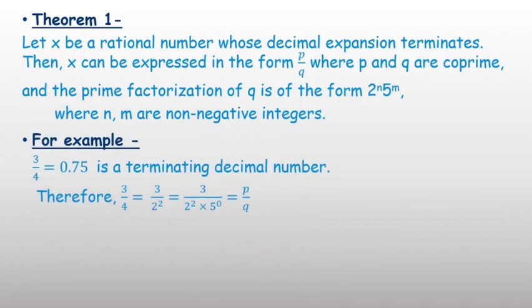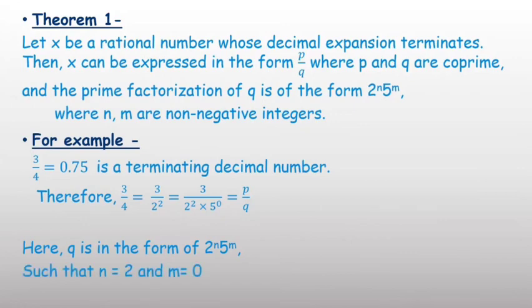One example is here, 3 upon 4. If you divide 3 by 4, you will get 0.75, which is a terminating decimal number, or which will terminate after 2 places of decimal. Now 3 upon 4 we can write as 3 upon 2 square, or 3 upon 2 power 2 into 5 power 0, and here q is in the form of 2 power n into 5 power m, where n equals 2 and m equals 0.